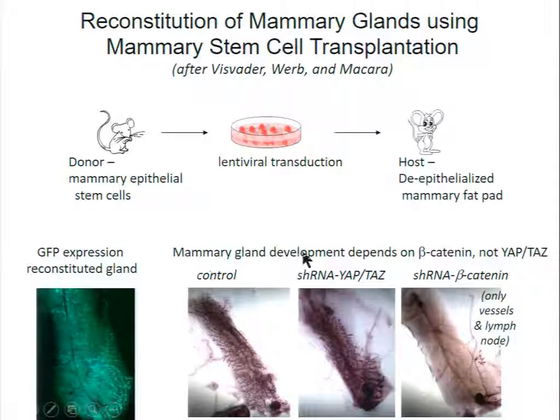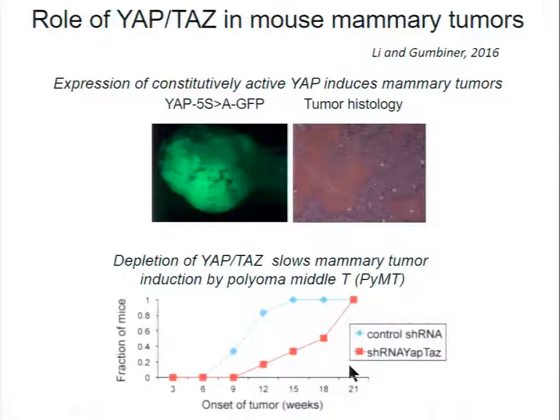And this is just to show you, if you knock down YAP alone, or YAP and TAZ, which is a homologue of YAP, there's no effect on normal mammary growth, regeneration in this case. In contrast, if you knock down beta-catenin, which is known to be involved in mammary growth, it blocks the development of this mammary pattern. But we wanted to ask whether this pathway was involved in tumorigenesis.